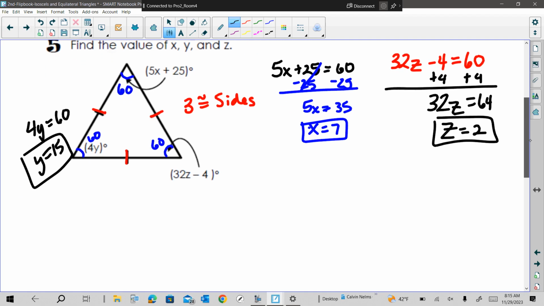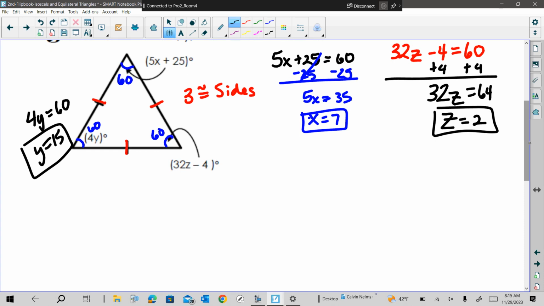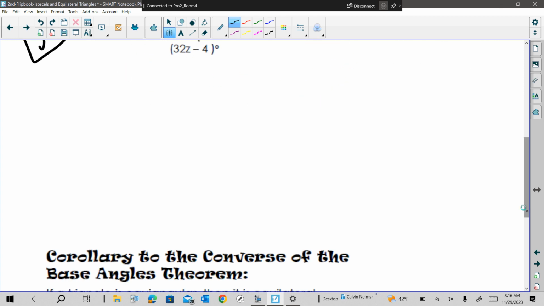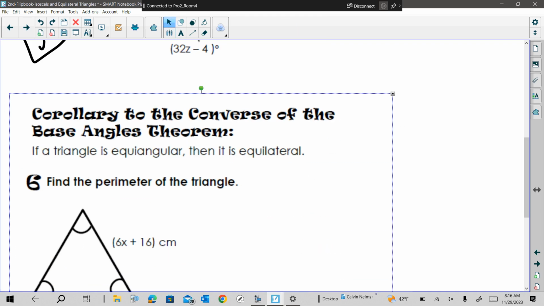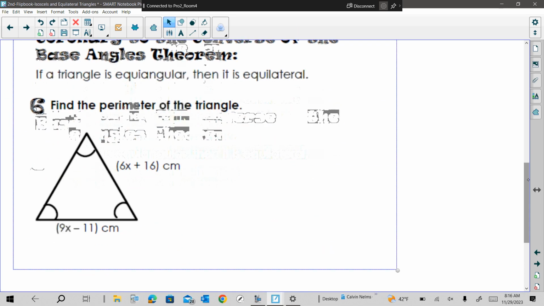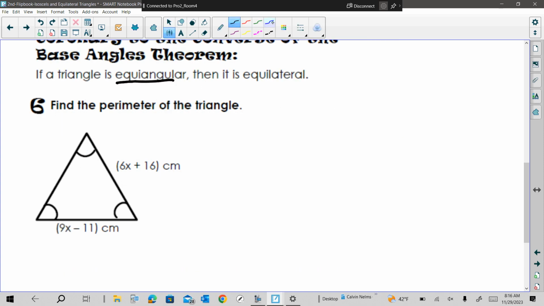All right, so on number 6 here, we're just doing the converse of the theorem. So we're just switching the facts around. If it's equilateral, then it's equiangular. Well, then if it's equiangular, it's also equilateral. Oops, let me move this up. All right, so on number 6 here, we just switched it around. Equiangular, then it's equilateral. What does equiangular mean? 3 congruent angles. Okay. So if I see 3 congruent angles, then I know I have 3 congruent sides.